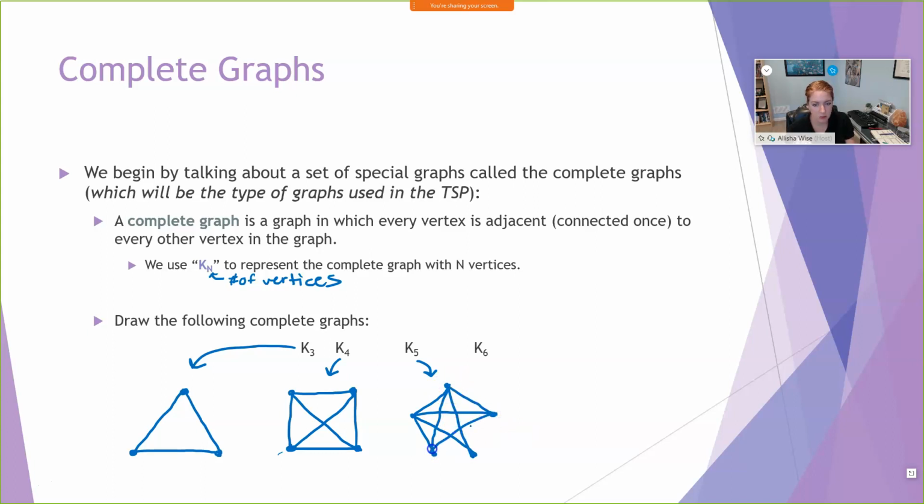You'll have to connect it to one less vertex every single time. But boom, we've got a lovely pentagon with a star in the middle. Cool, that's K5.